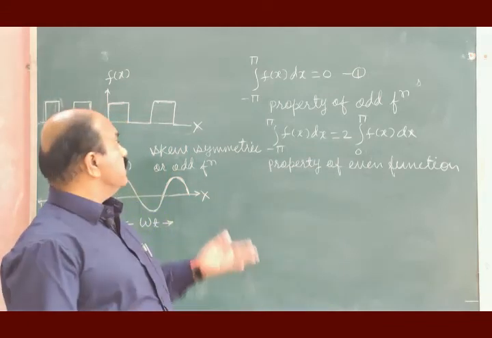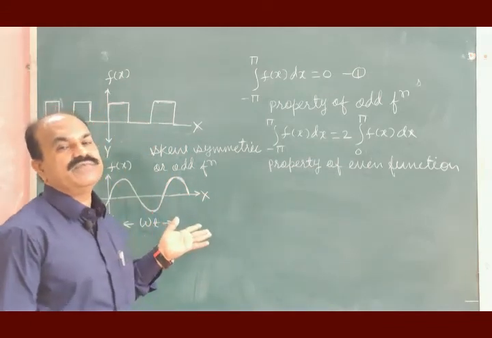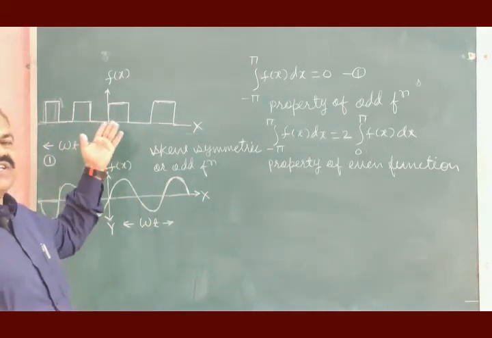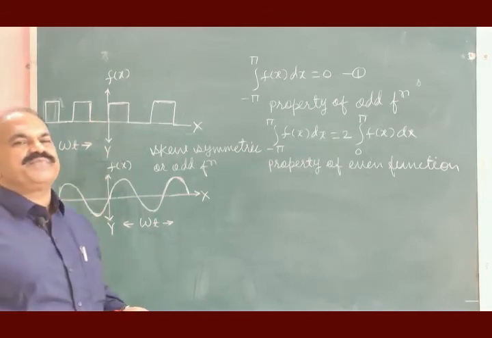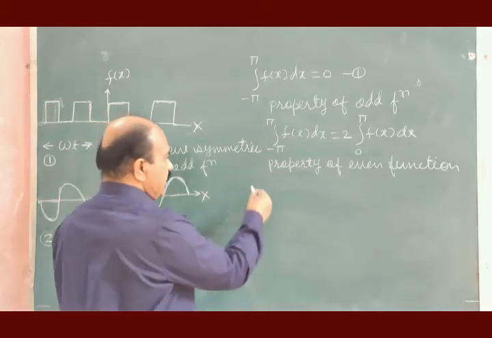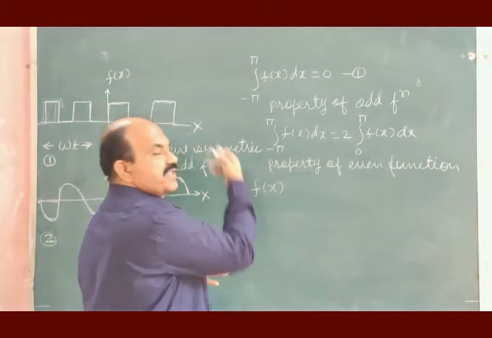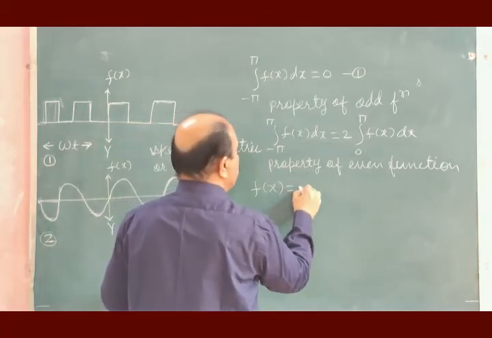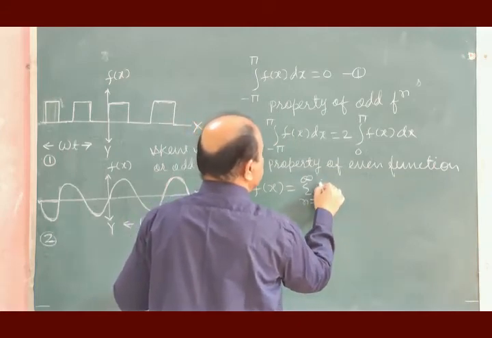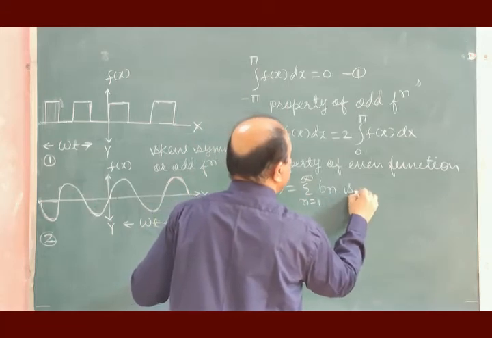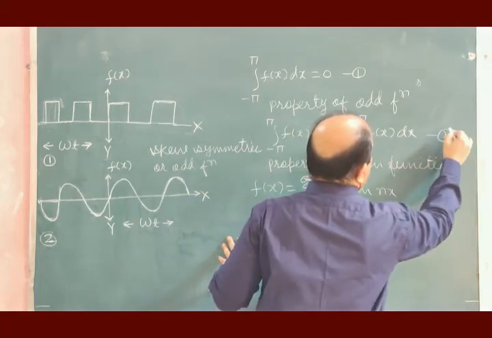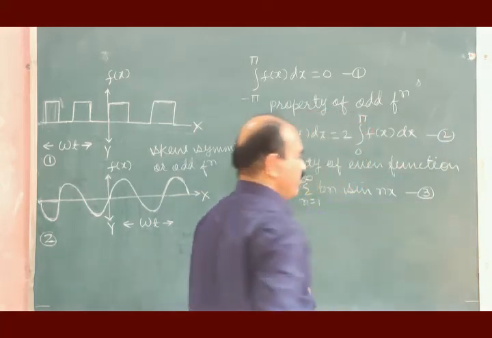As you know, this is an odd function, this is an odd function. Skew symmetry. And if you are asked to represent this function or this function in terms of Fourier series, for these two odd functions it will be the summation of n is equal to 1 to infinity of bn sin nx, equation number 2, equation number 3.